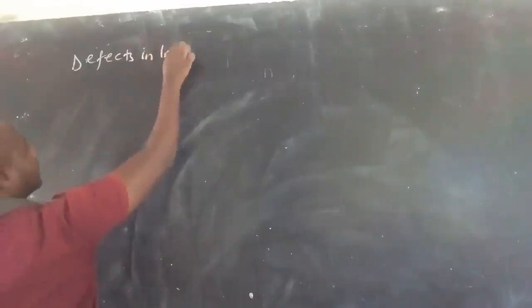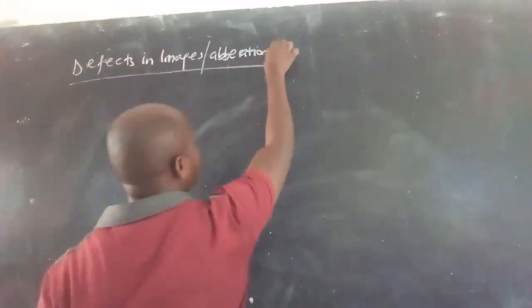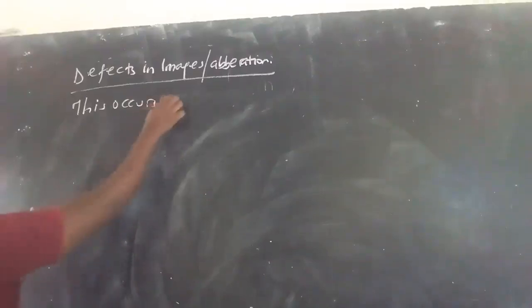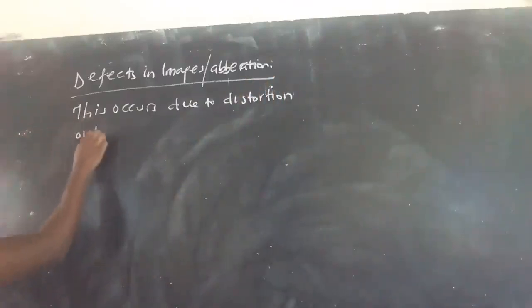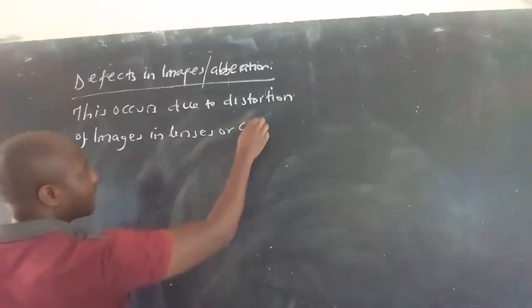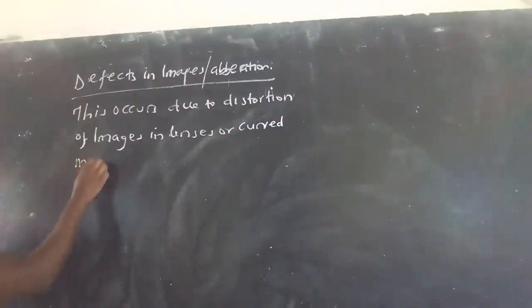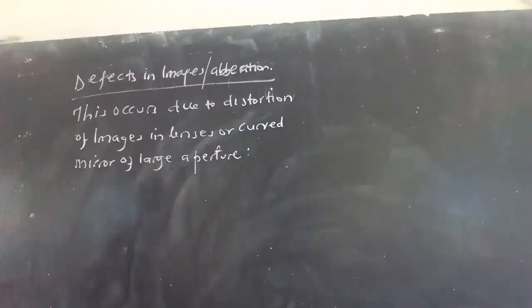Defects in lenses. Okay? So you can say defects in images, or aberration. When we talk of defects here, this occurs due to distortion of images in lenses or curved mirrors of large aperture. Of large what? Large aperture.